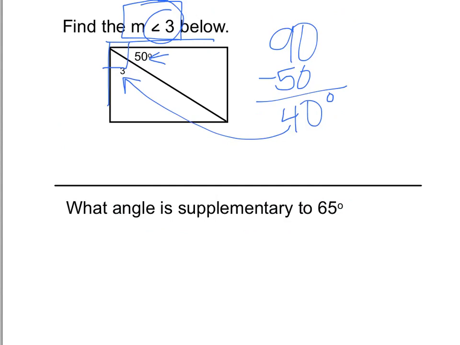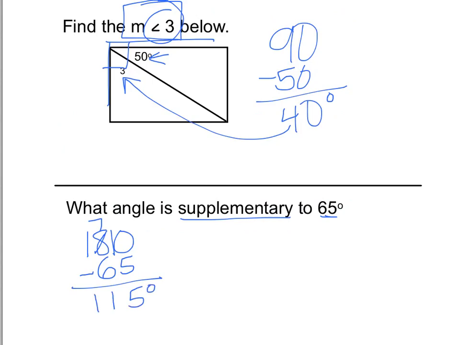What angle is supplementary to 65 degrees? This chapter, there's a lot of vocabulary. Supplementary, remember, means that it adds up to 180 degrees or a straight line. So I know that I start with 180 degrees. I know that there's two angles that add up to 180. So one of them is 65. I'm going to take that one away and see what's left. So I have to borrow here. 115 degrees is left. And that's what angle would be supplementary because these two together make 180 degrees.